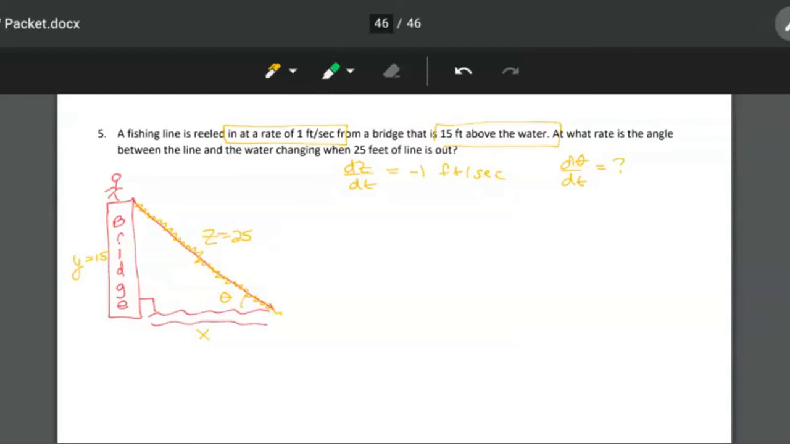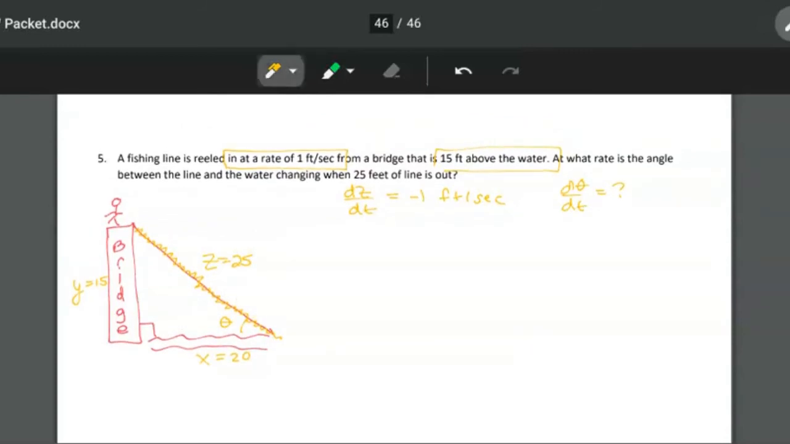All right, so right now we could do the Pythagorean theorem to find the third side. If you do that, you get that the bottom of the triangle is 20. Right? So if we're trying to find d theta dt, we're dealing with a right triangle. We're probably talking about SOHCAHTOA here. Choose wisely what you want to use: sine, cosine, or tan. Think about in this triangle, is there anything that's not changing?